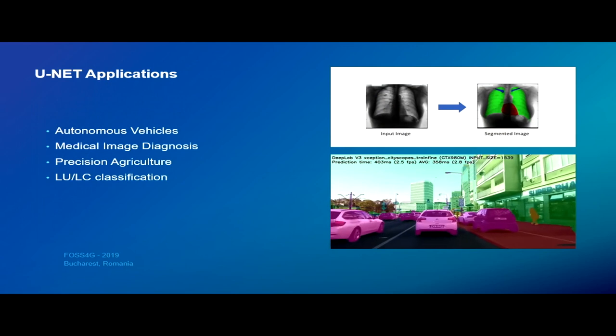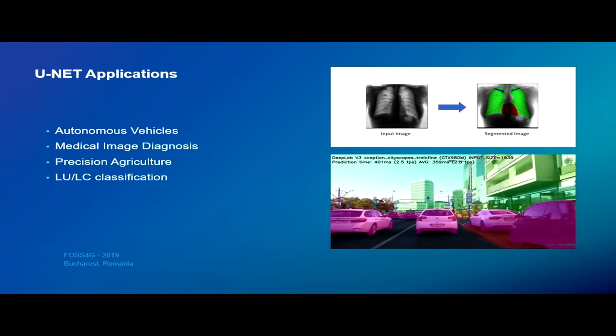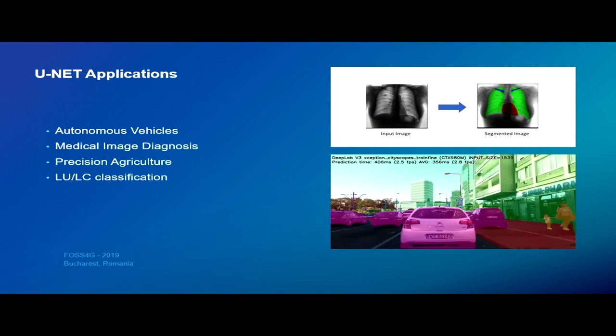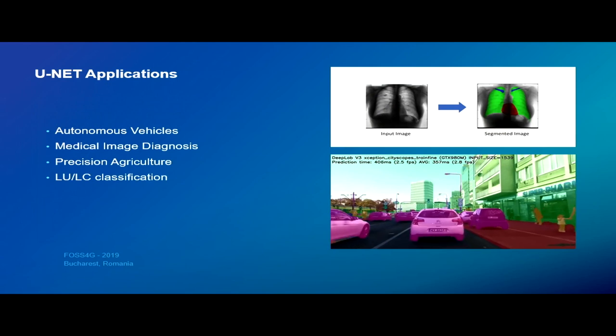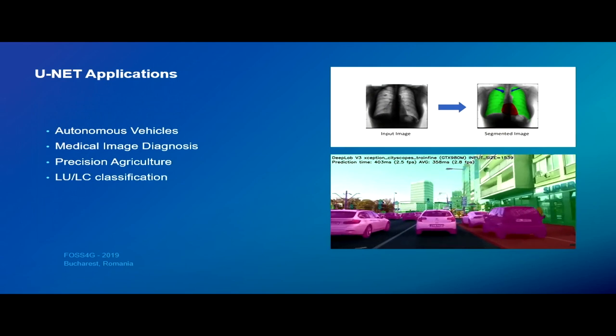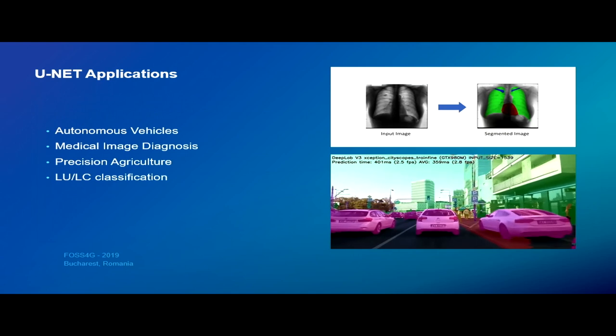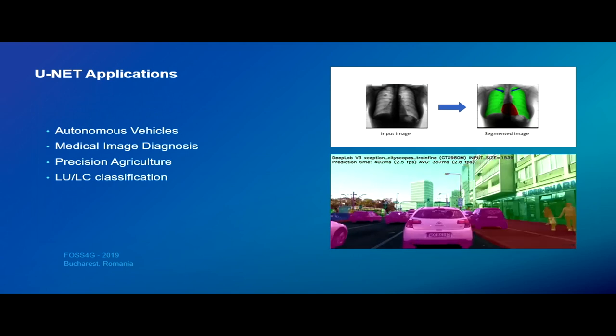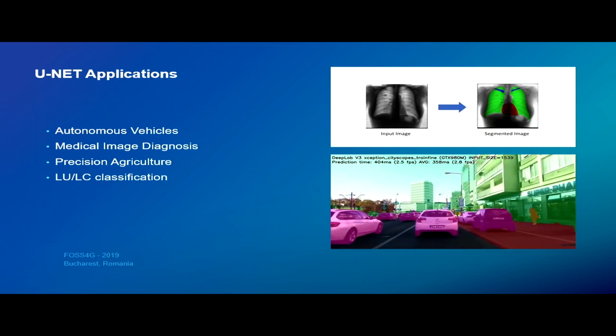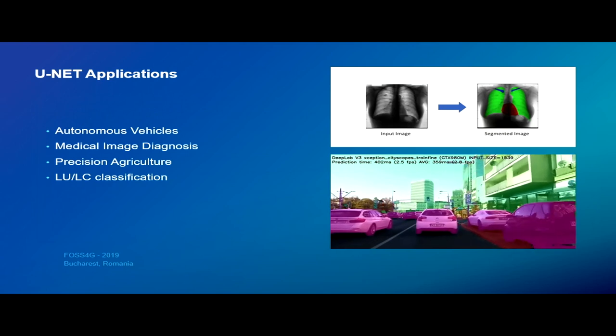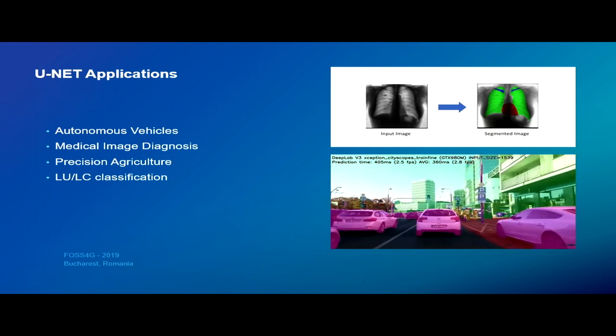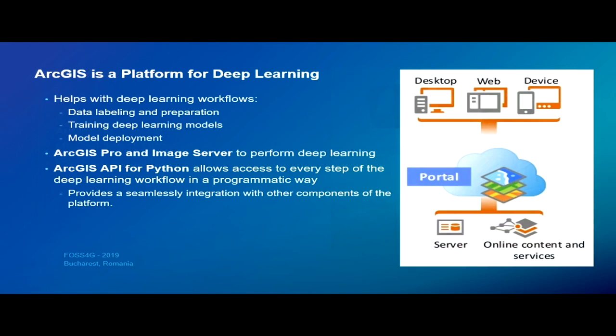Some other applications of this are, especially, autonomous vehicle driving, where you can use semantic segmentation; medical imaging diagnostics for finding cancer within patients; and precision agriculture, finding areas that need to be improved, maybe looking at moisture, things like that. And then we have land use, land cover classification, which is a traditional GIS problem.